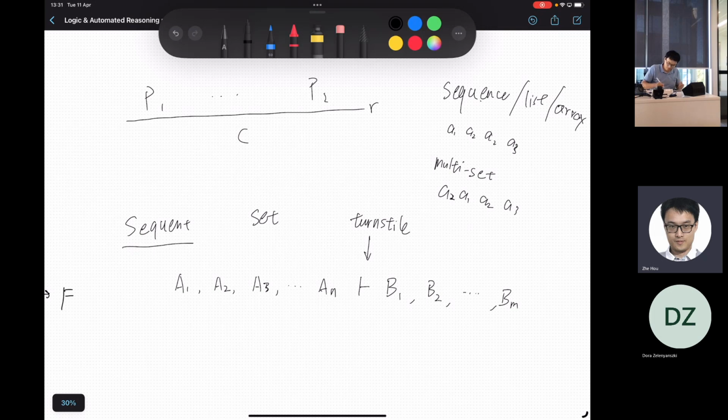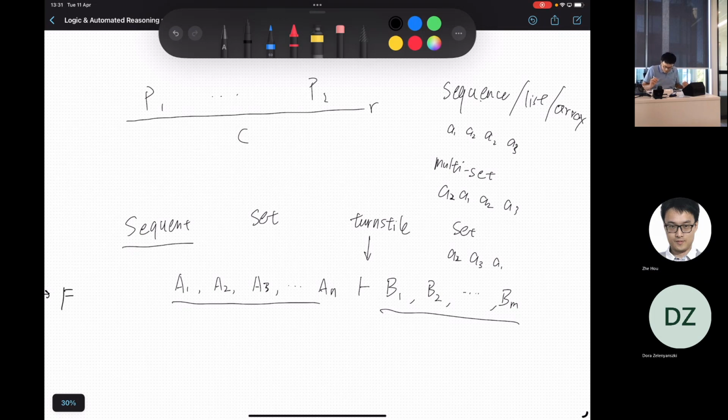Now comes our next concept of a set. In a set, order doesn't matter, and how many copies you have of a single atom also doesn't matter. So the above is equivalent to, let's say, A2, A3, A1, the same, right? The order doesn't matter, duplication doesn't matter. I'm going to simplify everything by saying these two are sets instead of sequences. The order doesn't matter, and how many copies you have of a single formula also doesn't matter.